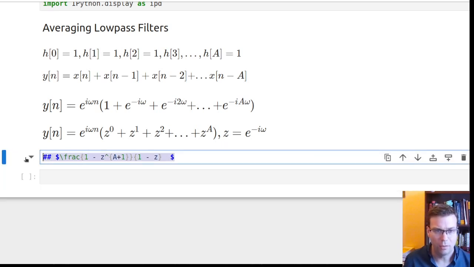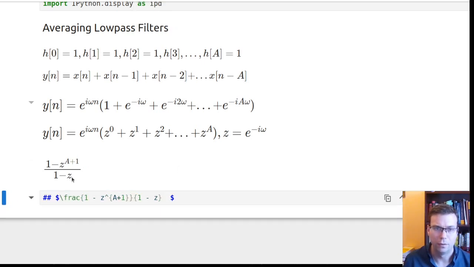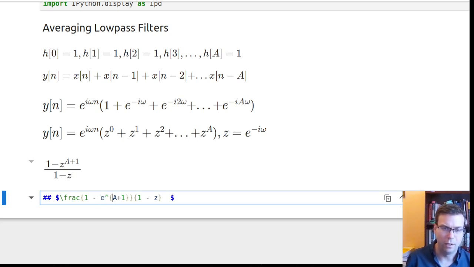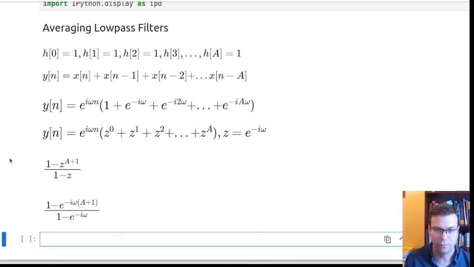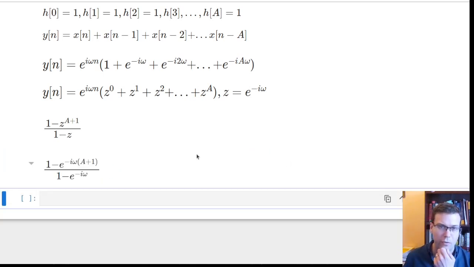Actually, though, I want to be a little more specific here. I want to analyze this at unit phasors. So let me go and plug back in my e to the negative i omega. And if I do that, I'll get 1 minus e to the negative i omega times the quantity a plus 1, over 1 minus e to the negative i omega. All right, so this is just the formula for the geometric series. It's not that difficult to derive, but it's beyond the scope of the video. I'll drop a link in the notes at the end.